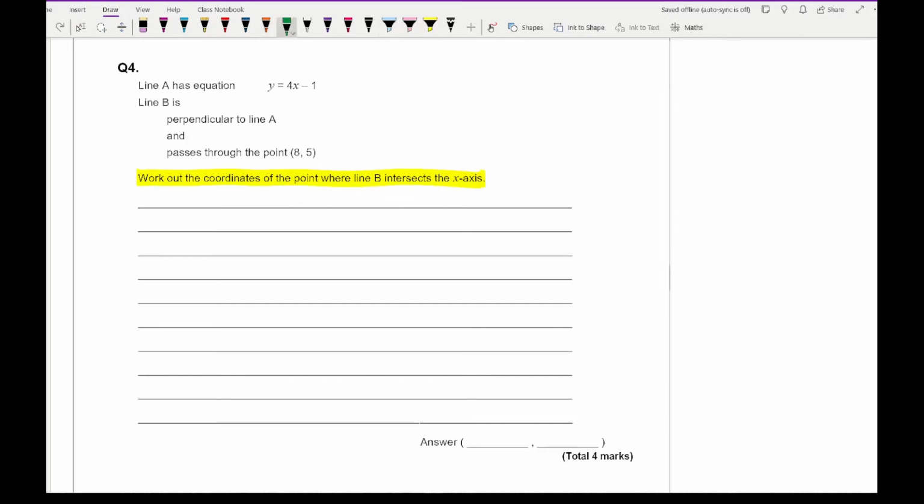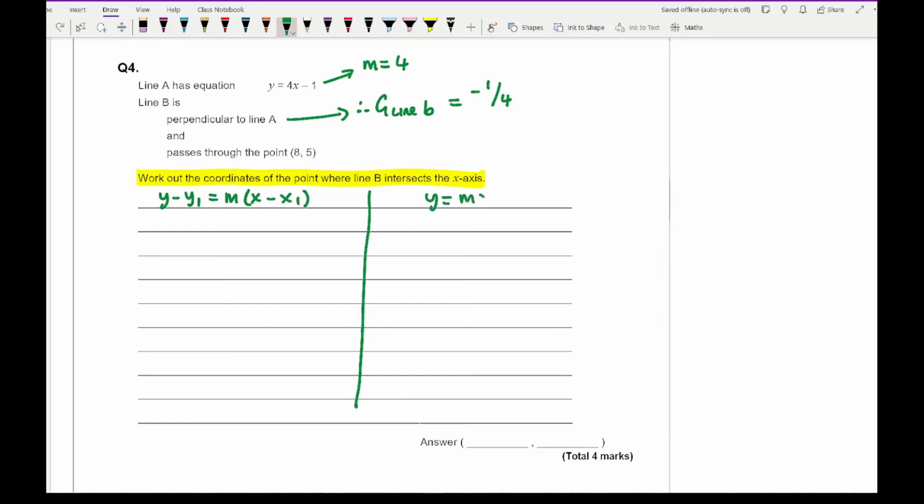Now in order to answer that question, I need to work out the equation of line B. Looking at line A, I can see that the gradient is 4. So the gradient of line B is going to equal the negative reciprocal of that, so it's going to be minus 1 over 4. Now I know it goes through this point, so we can use two possible methods. We can either use y minus y1 equals m(x minus x1), or we can use y equals mx plus c. It doesn't really matter because they should both give you the same answer.